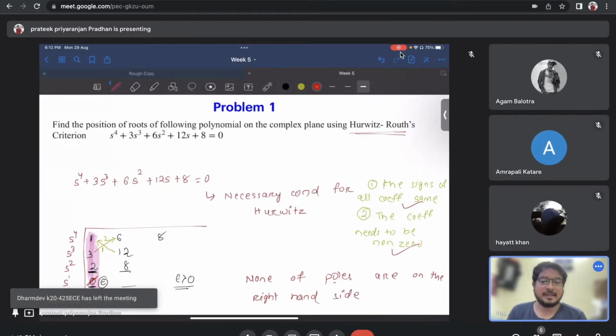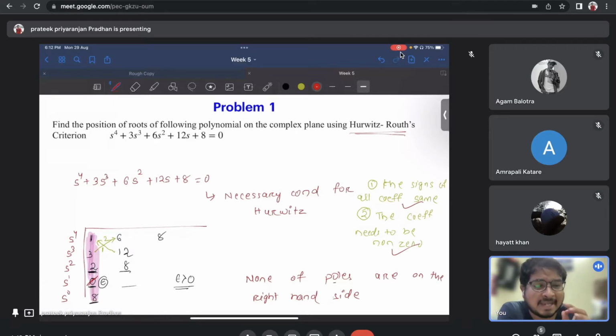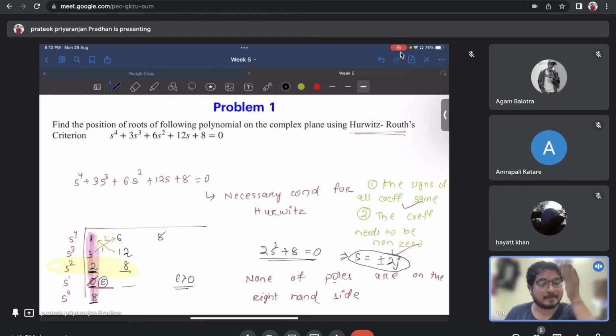But here is a catch. None of the poles are on the right hand side, but can I guarantee there is no pole on the imaginary axis? Because due to the introduction of 0 and the perturbation epsilon, look at this expression, the s square term. If you write it, it will be 2s square plus 8 equal to 0. So this expression, if you find out, s will be plus or minus 2j. So in this expression there are two poles on the imaginary axis and two poles on the left hand side, according to our calculation here. Is it clear?